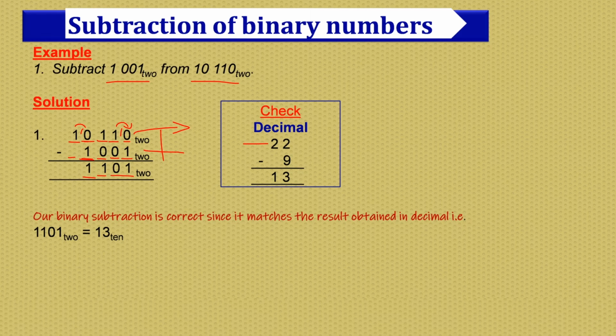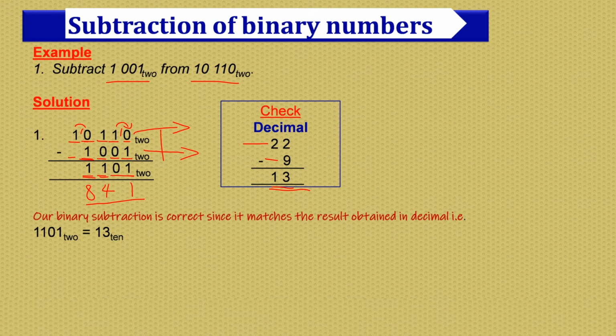And when we convert this to decimal, we have 9. 22 minus 9 gives us 13. Now, looking at our answer, the value of this 1 is 1. And this one here represents 4, while this one represents 8. When we put all this together, we would have 13. So this is our answer to this example.